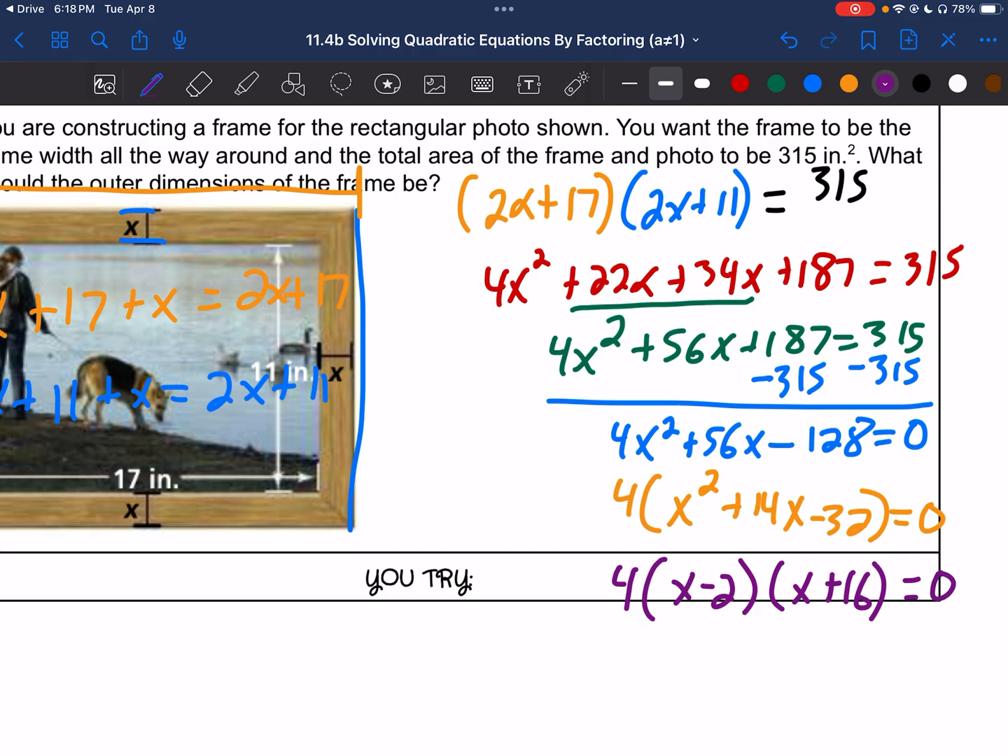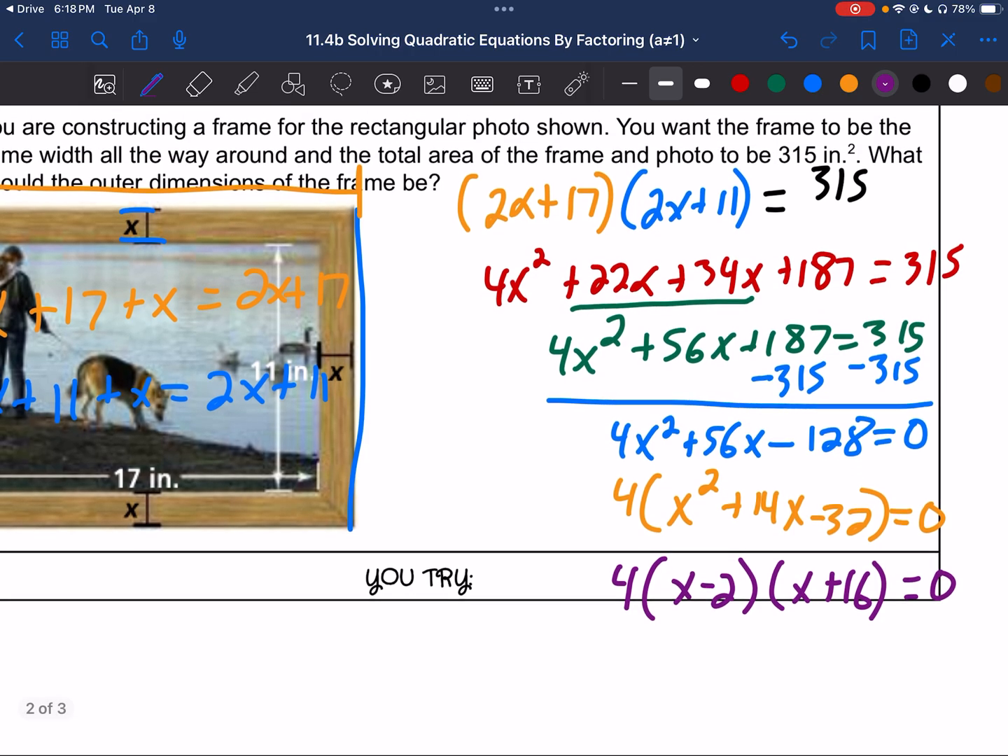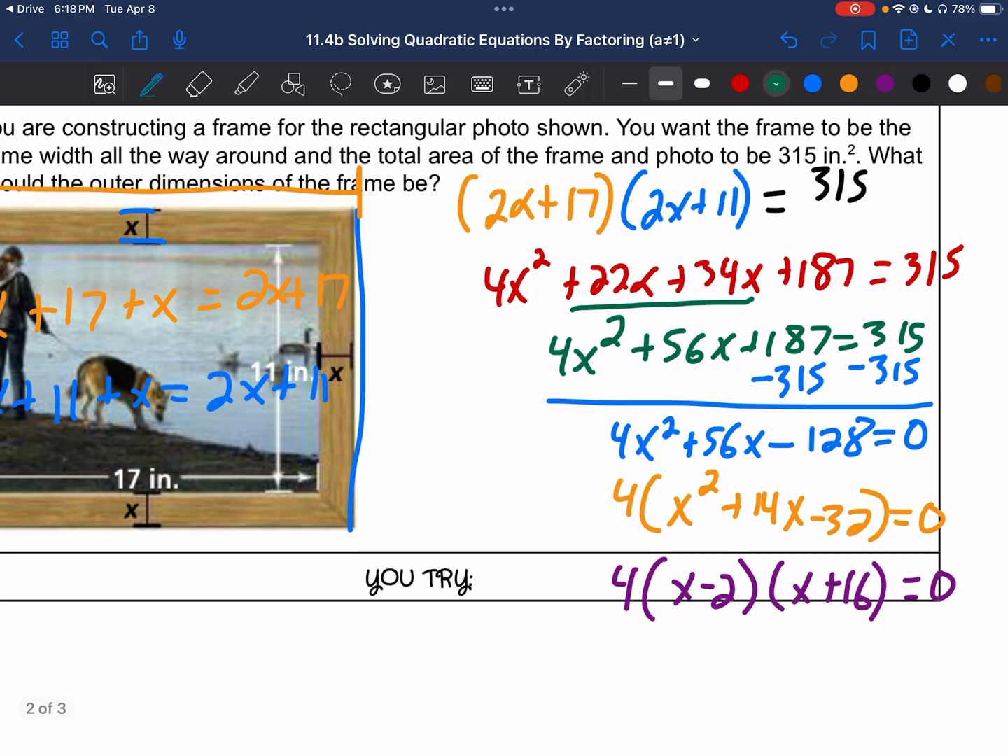So we set our two pieces equal to 0. So x minus 2 equals 0. Add 2 to both sides, x equals 2. x plus 16 equals 0. Subtract 16. x equals negative 16.